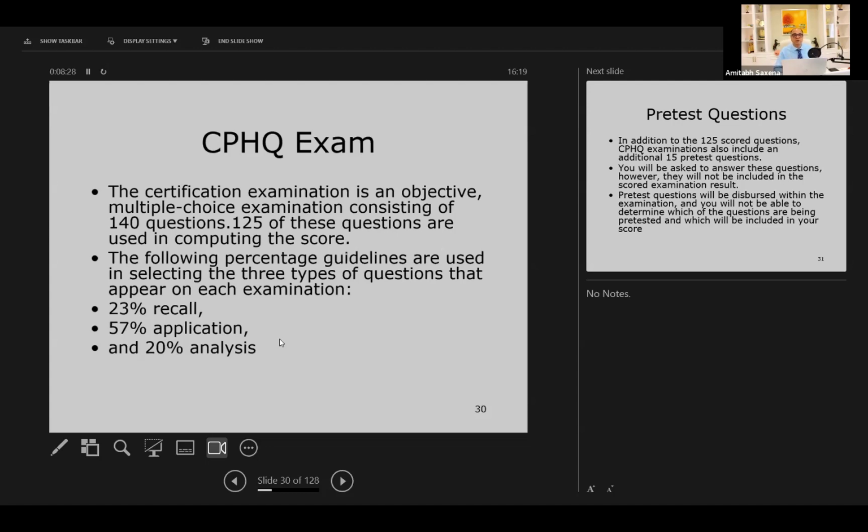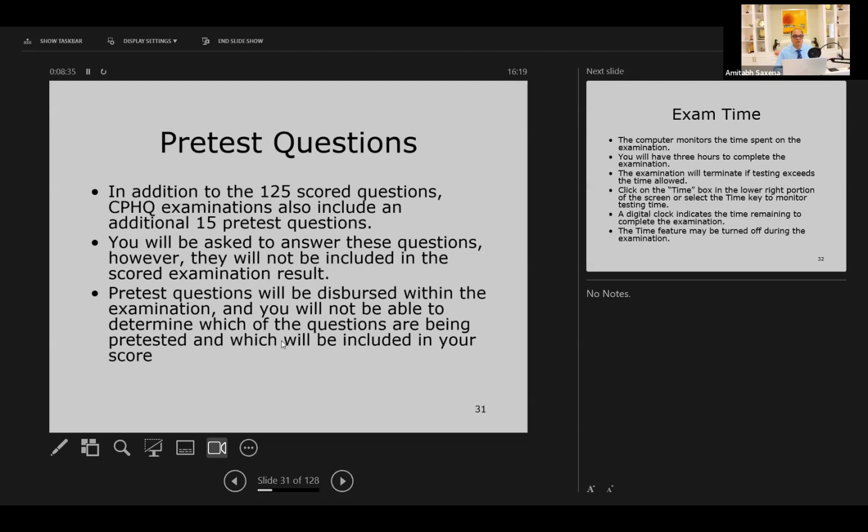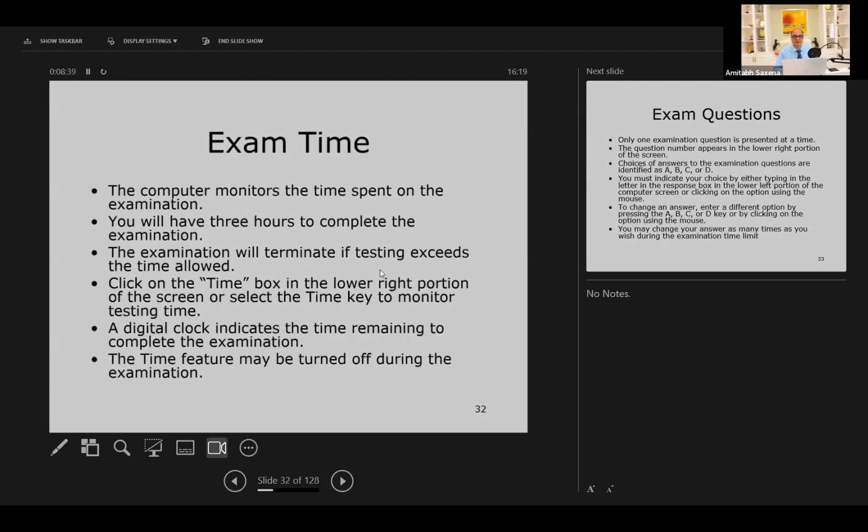So don't spend too much time, not more than 1.5 minutes on each question. You have got only 1.5 minutes to answer the questions. So it's very, very less time, and that is why you need to prepare really well. And that's what our course intends to do.